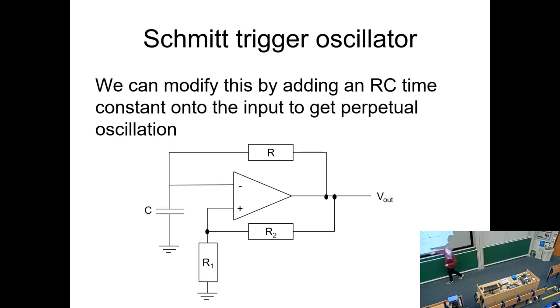And of course then, eventually, it will cross this threshold point, and that will flip the output. Then this will start to discharge until it meets the voltage the other way, and then it will flip. And you make an oscillator. It goes forever.